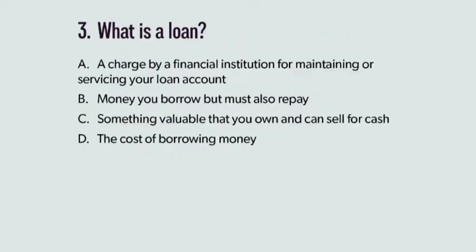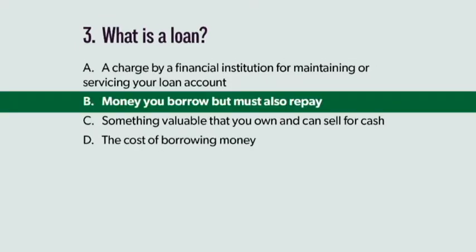Number 3, what is a loan? A, a charge by a financial institution for maintaining or servicing your loan account. B, money you borrow but must also repay. C, something valuable that you own and can sell for cash. Or D, the cost of borrowing money. And the correct answer is B, money you borrow but must also repay.